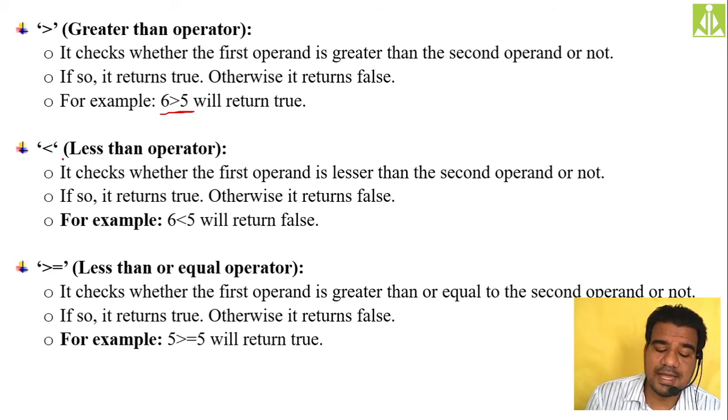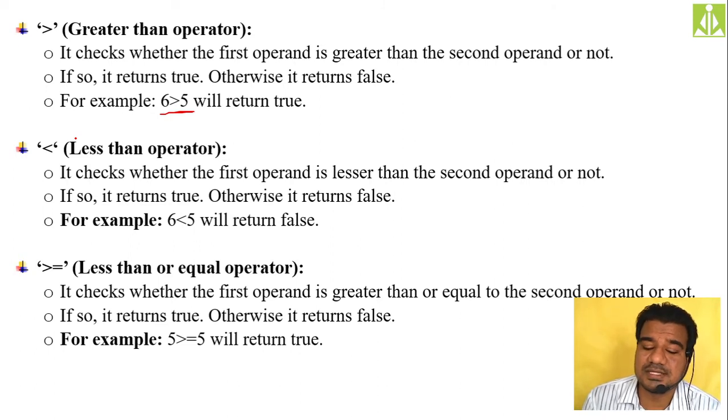So then the less than operation, what it will do, it will check whether the first operand is lesser than the second operand or not. Okay, so in order for this operation to succeed, the first operand needs to be smaller. And if the first operand is greater or not smaller, then what will happen? It will return false. So if the first operand is smaller, it will return true. Otherwise, it will return false.